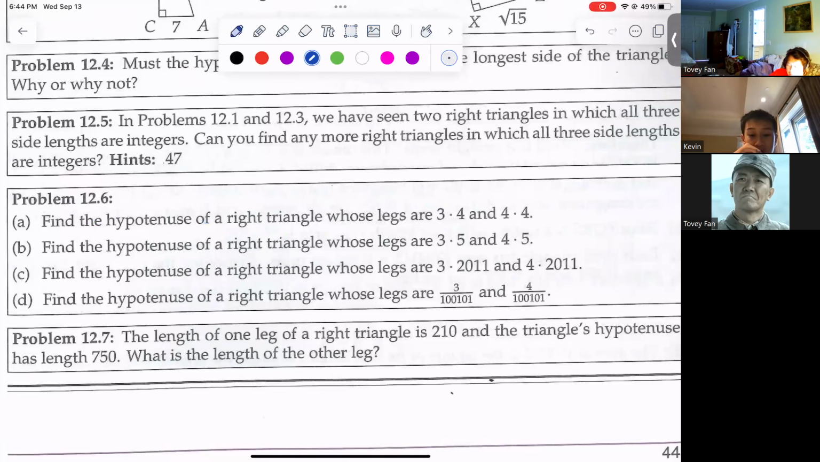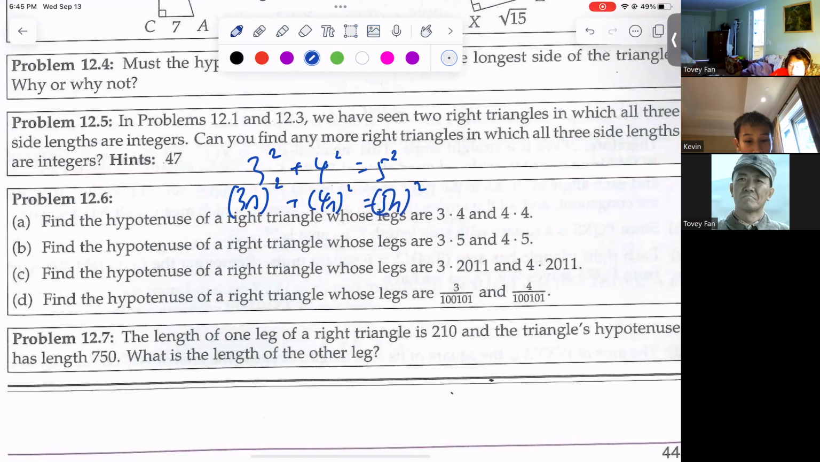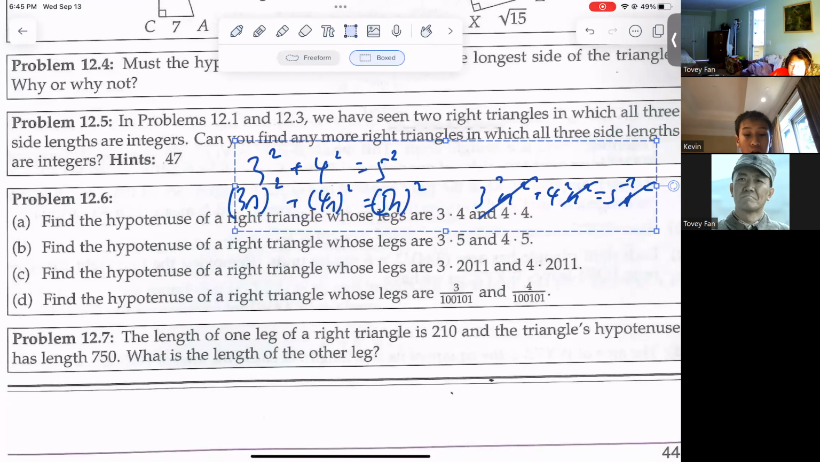Maybe doing an example. Again, any multiples of Pythagorean triples will satisfy the Pythagorean theorem, right? You can actually prove it. Like 3, 4, 5: 3 squared plus 4 squared equals 5 squared. If you take a multiple, (3n) squared plus (4n) squared equals (5n) squared. Open up brackets, you get 3 squared n squared, 4 squared n squared, 5 squared n squared, and you can cancel out the n squared, see? And they're equal. Any multiple would work.